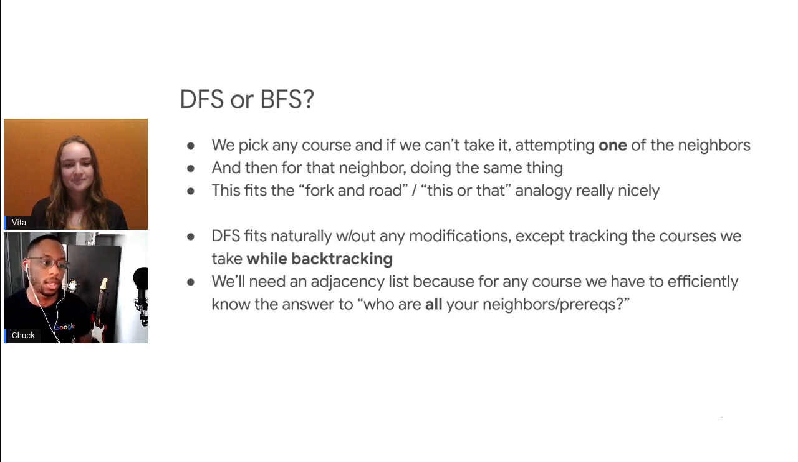The only modification we have to make is that we have to do extra work when we're backtracking, right? So when we come out of a fork in the road, we have to make sure we take that course, right? And you also notice that we're asking a lot about what are the courses, who are your prerequisites. So we'll almost certainly need an adjacency list here to make this more efficient.